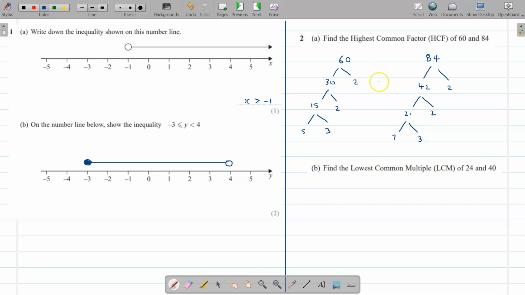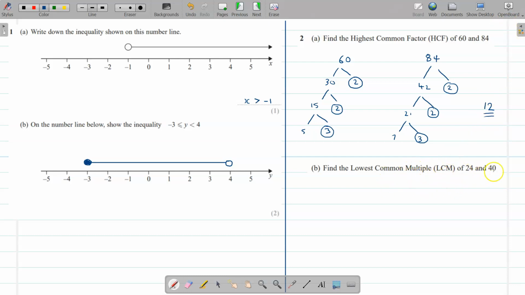Okay, pair them off. So a 2 and a 2 pair off, a 2 and that 2 pair off, and we have a 3 and a 3 that pair off. And they're the only pairs we can make. Normally we would put those on a Venn diagram, and we don't need to. We can see that they are 2 times 2 times 3, which is 12. That's the highest common factor of both of those numbers, 60 and 84.